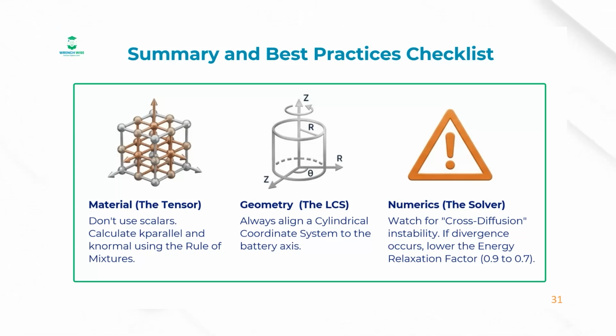Then we have the geometry itself. You must always implement a local coordinate system that perfectly aligns with the physical axis of your battery winding. A tilted axis is a leading cause of simulation errors. A 1 degree misalignment can actually cause the solver to predict the heat flowing in a different direction or leak the heat incorrectly. This will break the physics.